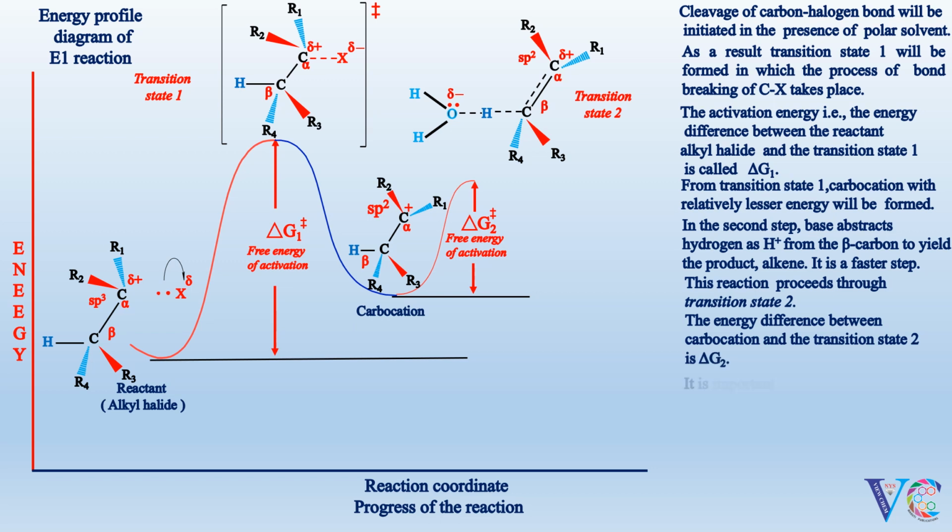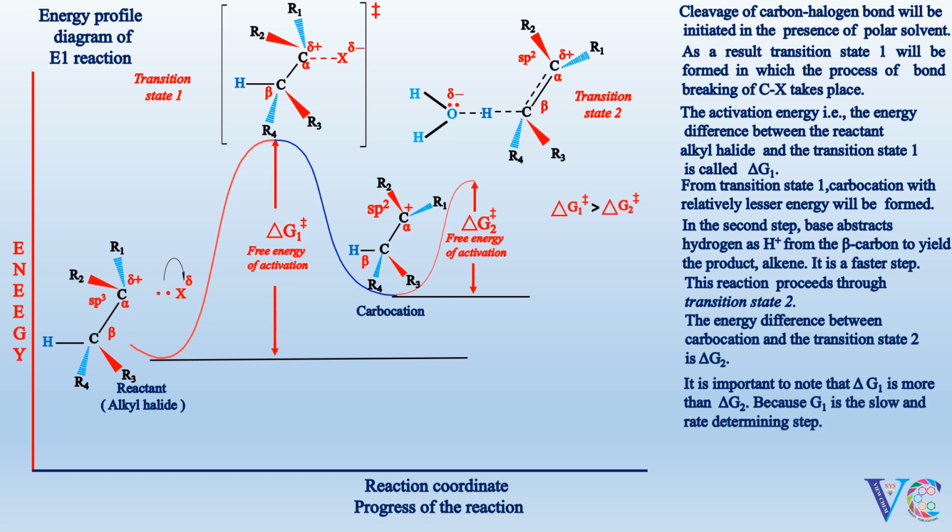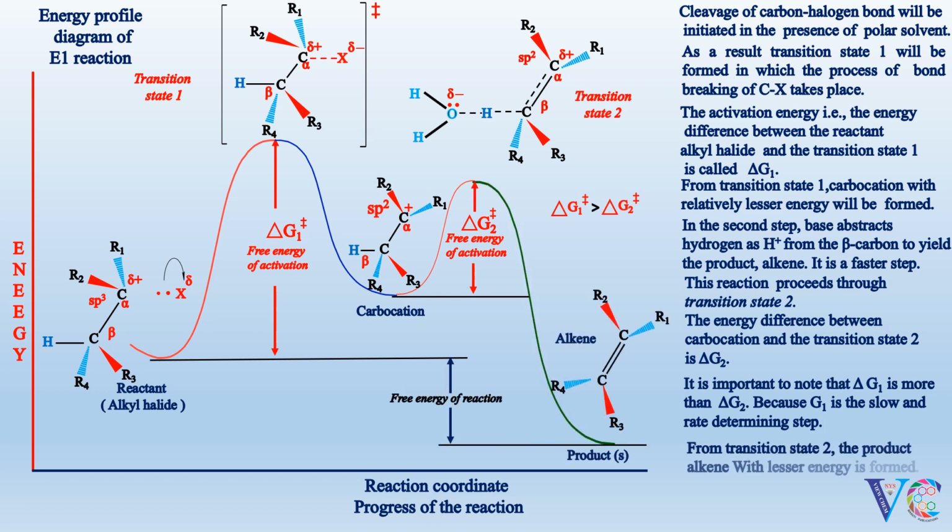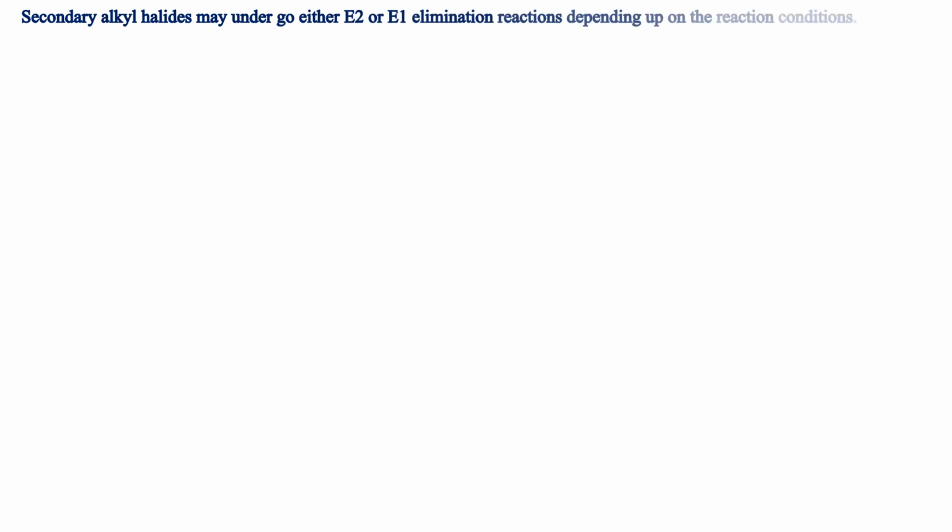It is important to note that delta G1 is more than delta G2 because delta G1 is the slow and rate-determining step. From the transition state 2, the product with lesser energy than the reactant is formed. Secondary alkyl halides may undergo either E2 or E1 elimination reactions, depending upon the reaction conditions. Following is the order of reactivities of alkyl halides towards elimination reactions.